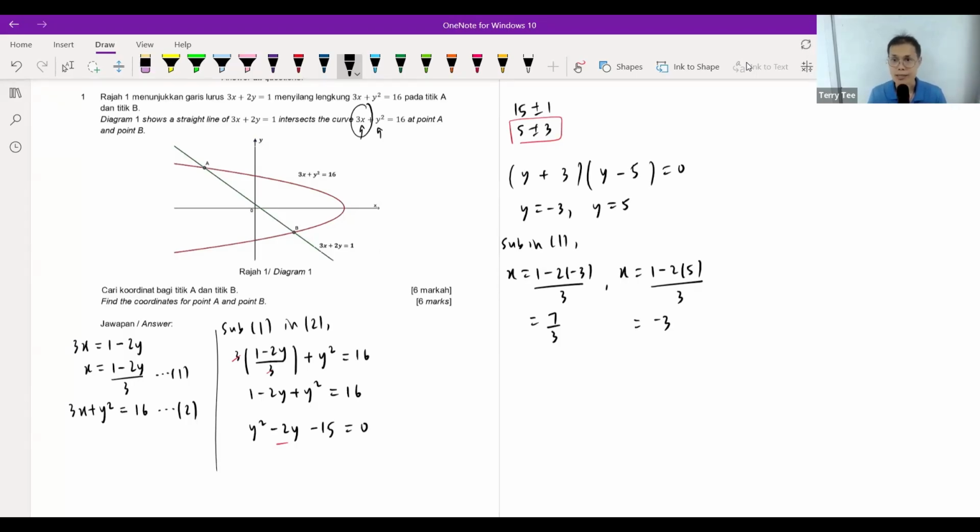Now here you're going to decide which one is A and which one is B. You notice on your diagram, A is on the left-hand side. So A ought to be -3. B is on the right-hand side. The x coordinate should be positive, which is 7 over 3. So here we write the coordinate point A is -3. That's your x value. Your y value is 5. And your coordinate point B, your x value is 7 over 3. Your y value is -3. Based on the diagram, you can see how we decide which is which.